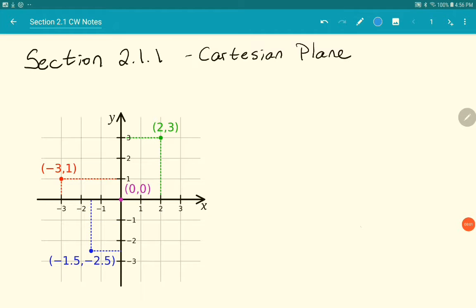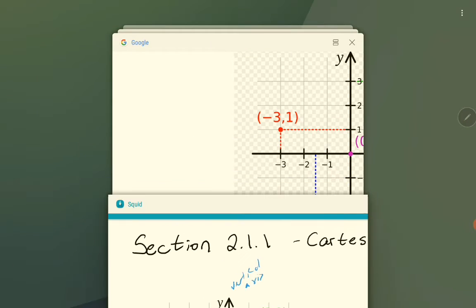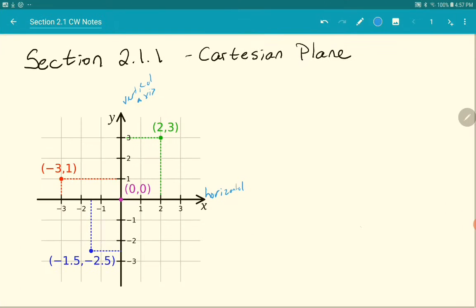All right, the first part of section 2.1 is about the Cartesian plane, which is the black x and y axis. The x is the horizontal, think about looking at the horizon. So that's the horizontal axis, and then the y is the vertical axis. And these ordered pairs are in the form x and then y. You can remember that order because x, y is alphabetical.